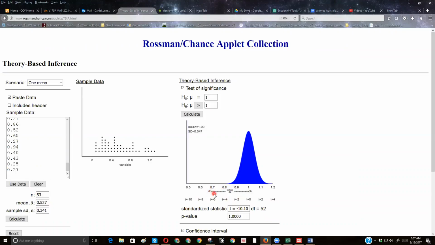I'm assuming that 0.527 would fall right down. These are x values, so this is the average amounts of mercury. And then 0.5 falls way down there. Now the probability of getting a sample that high or higher, if 1 is the mean level, is 100%. The p-value is 1. So this is a little strange.